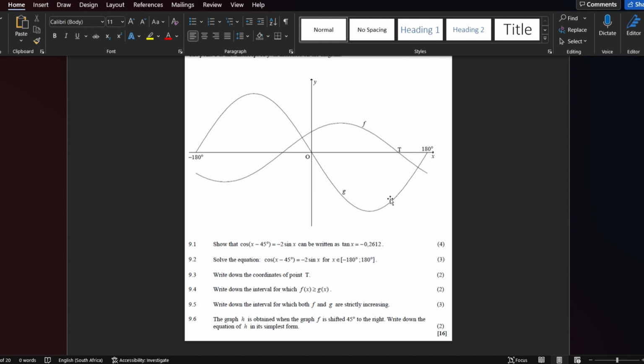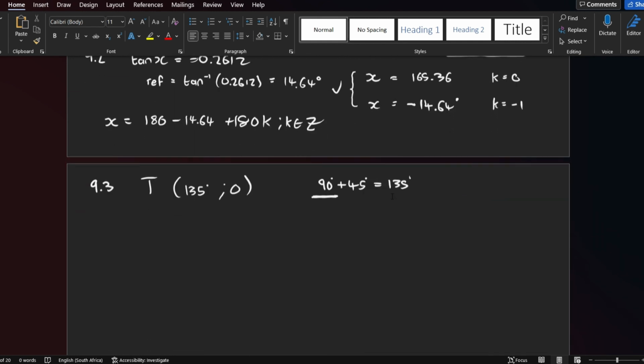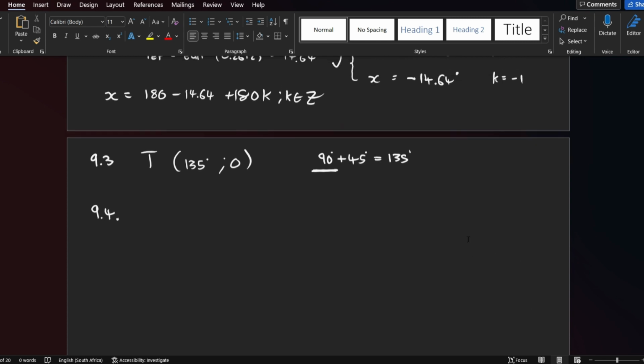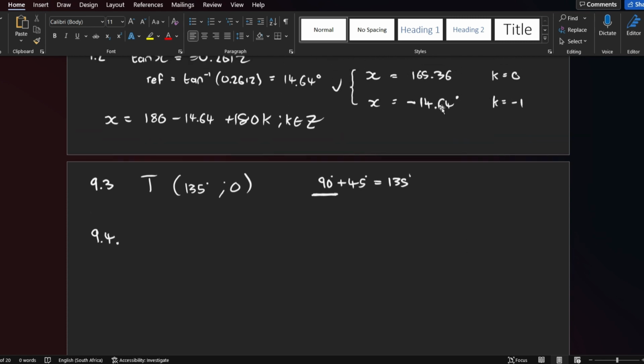So writing our interval for 9.4, we already have the x coordinates of our points of intersection right there. So what we have to do is form an interval with that.